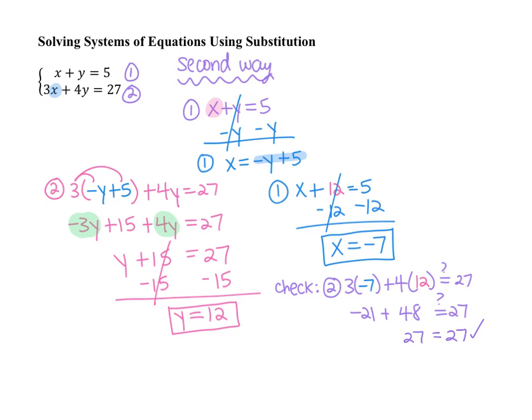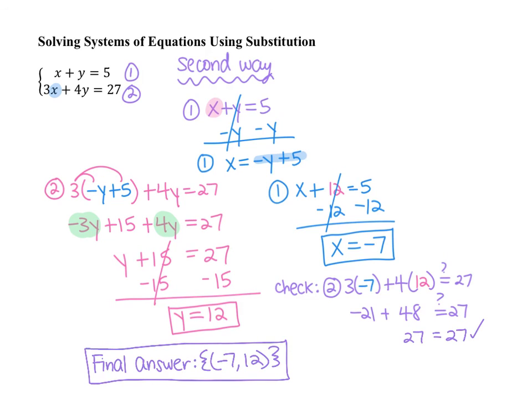So that means that our final answer we write as a coordinate point. So x comes first, so it's negative 7, 12. And then again, we can use solution sets to be a little more formal to show that that's our solution. And there you have it.